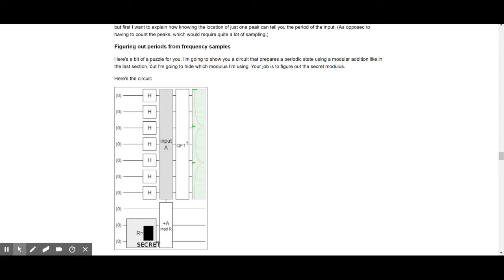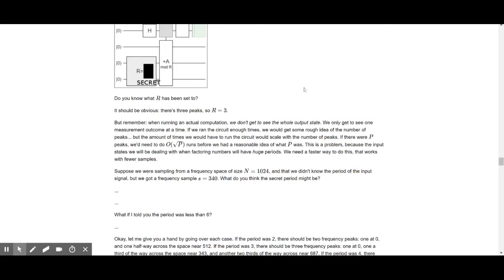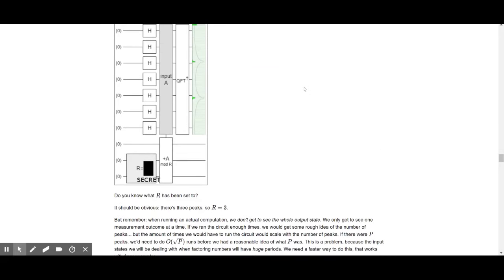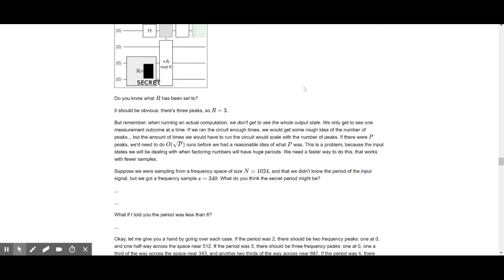Here's a bit of a puzzle for you. I'm going to show a circuit that prepares a periodic state using modulo addition like the last sections, but I'm going to hide which modulus I'm using. Your job is to figure out the secret modulus. 3 peaks, so the period R is 3.